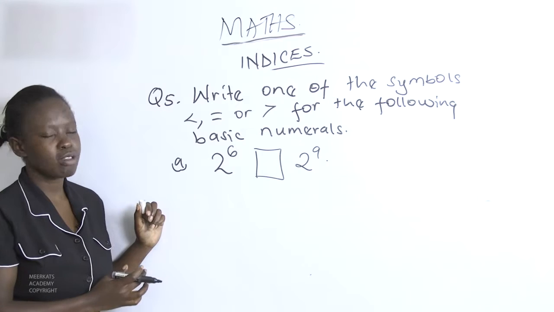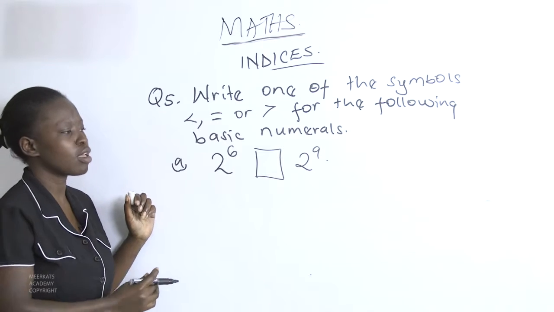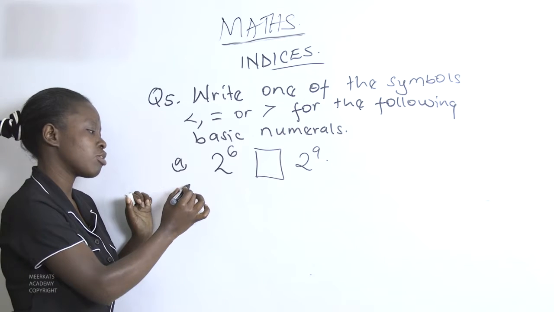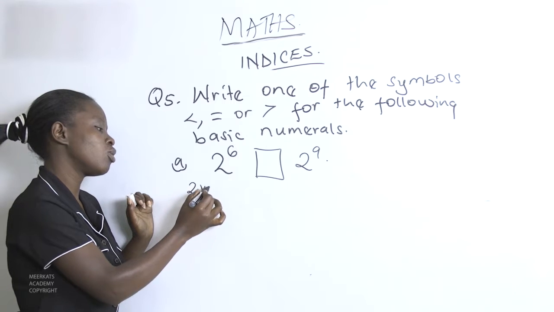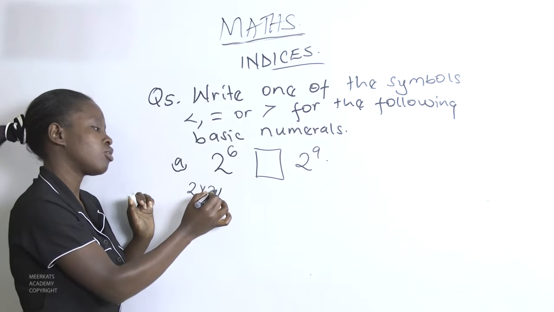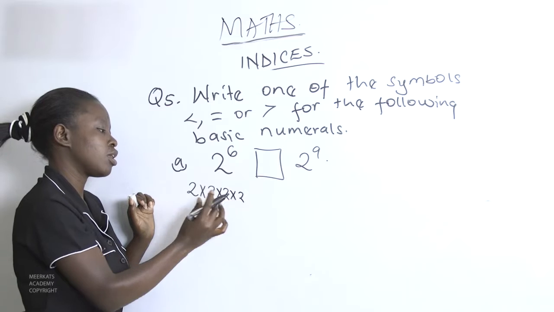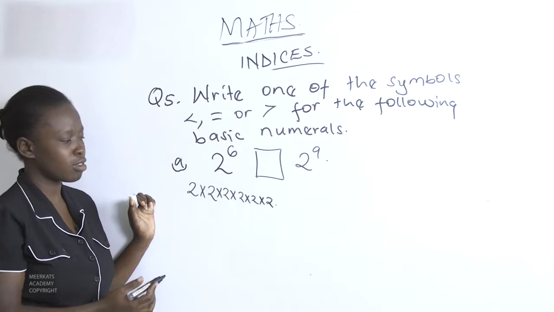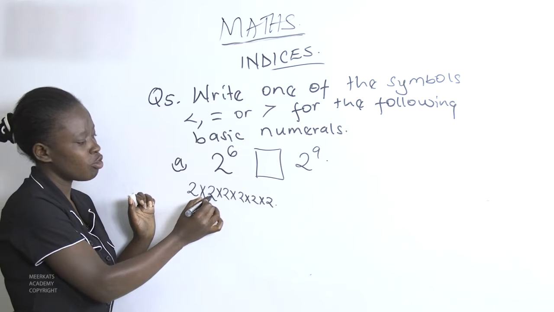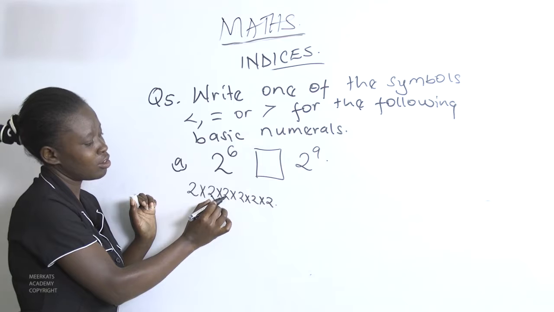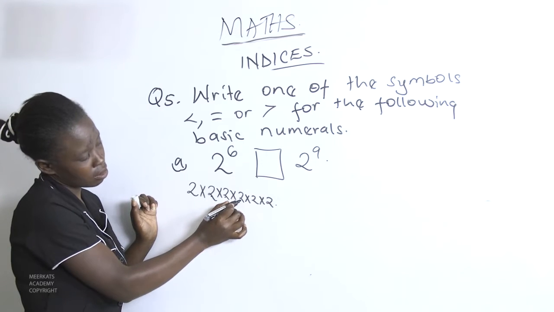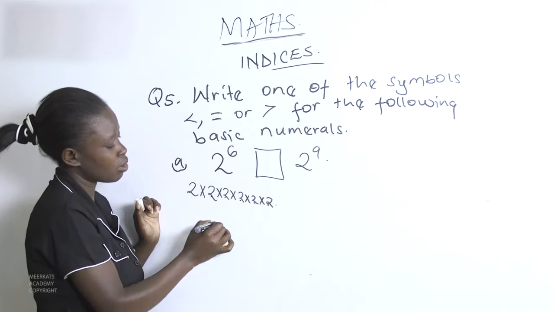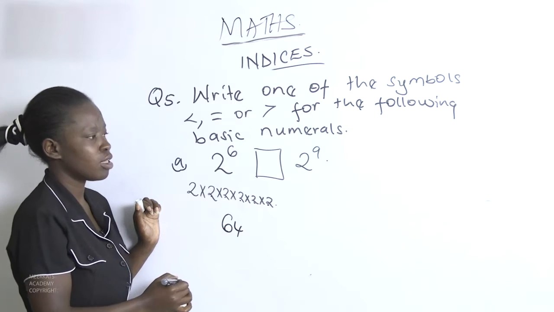This 2 to the power of 6 means 2 has been repeated 6 times. 2 to the power of 9 means that 2 has been repeated 9 times. So we find out between 2 to the power of 6 and 2 to the power of 9, what is the relationship? So 2 to the power of 6 means my 2 has been repeated 6 times. So 2 times 2 is 4. 4 times 2 will give me 8. 8 times 2 is 16. 16 times 2, 32. 32 times 2, we get 64. So 2 to the power of 6 is 64.